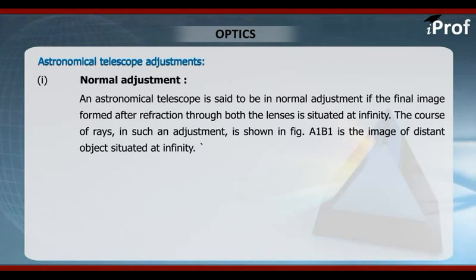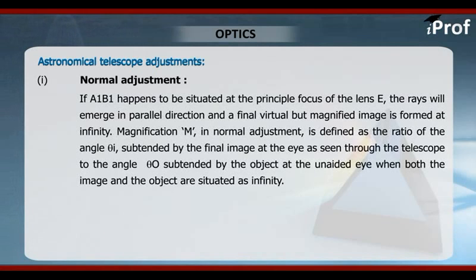Now here A1 B1 is the image of a distant object situated at infinity. If A1 B1 happens to be situated at the principal focus of lens E, the rays will emerge in parallel direction and a final virtual but magnified image is formed at infinity. The magnification with capital M in normal adjustment is defined as the ratio of the angle theta I subtended by the final image at the eye as seen through the telescope to the angle theta naught subtended by the object at the unaided eye when both image and object are situated at infinity.